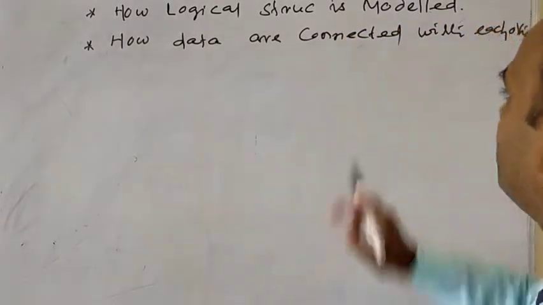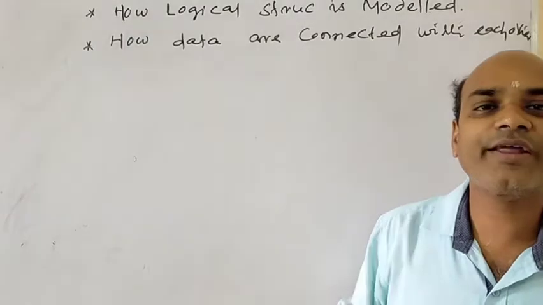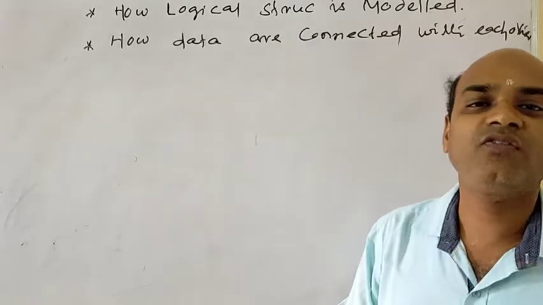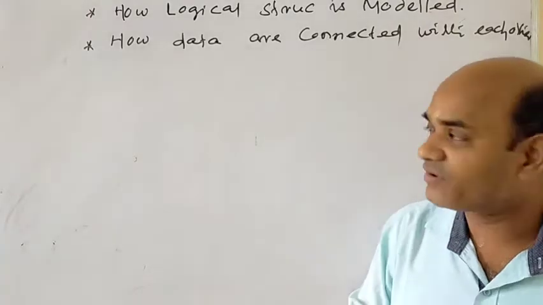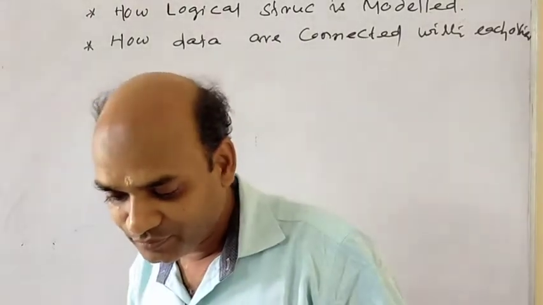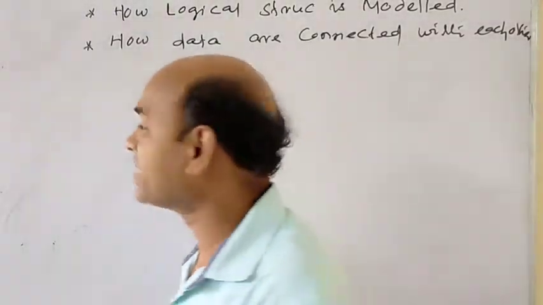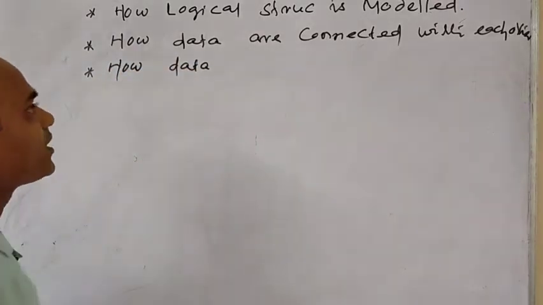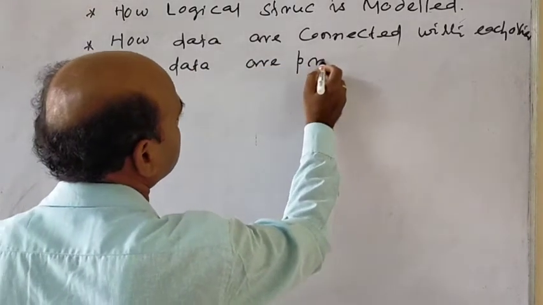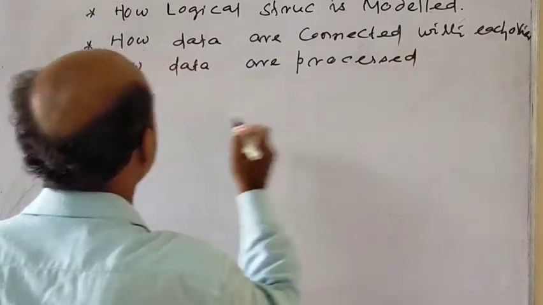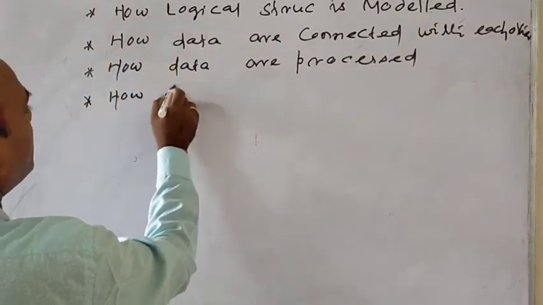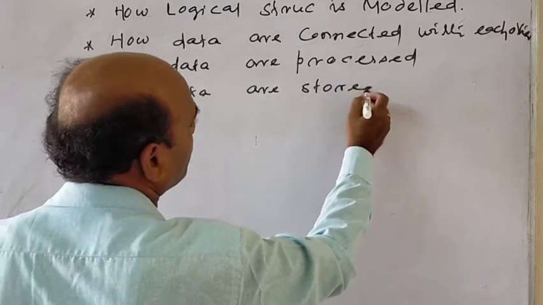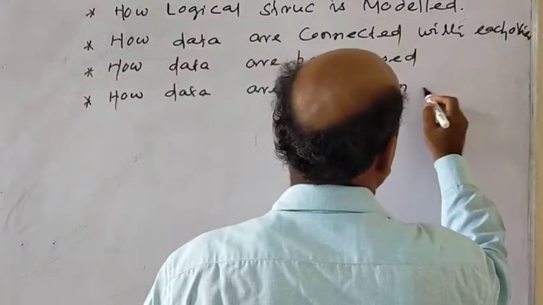So how are data connected? Because data in a database, all records are interrelated. And a record keeps the related fields. Each field contains the data or a value. So how data are connected to each other, and how data in the database are processed, and also how data in the database are stored in the database system.